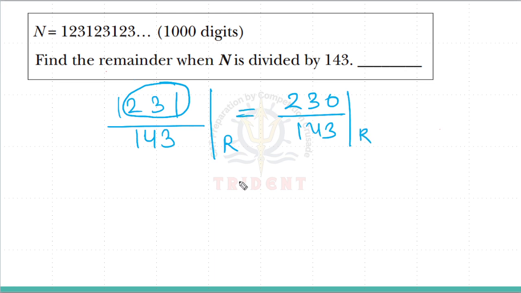Number system is all about transforming digits from one form to the other, and this is what you are precisely learning. 2 times 143 is more than 230, so just subtract 143 from this and you'll get the remainder. So the remainder here comes out to be 87, and that is your answer.